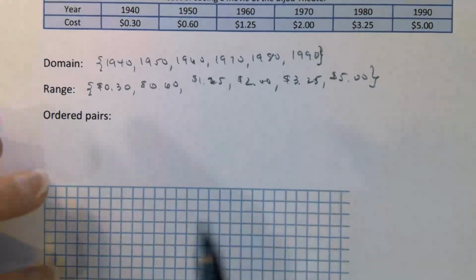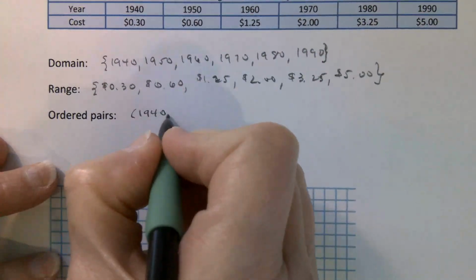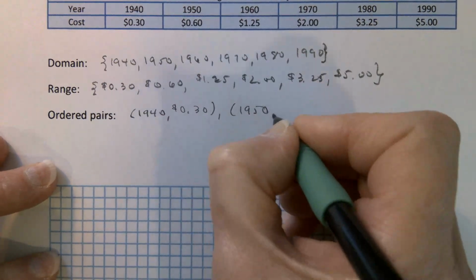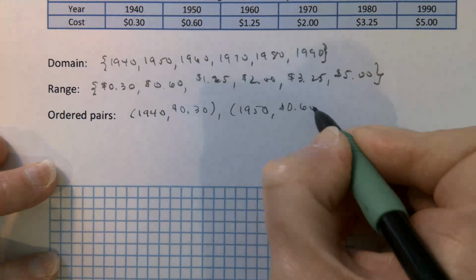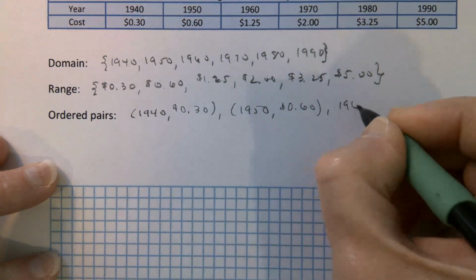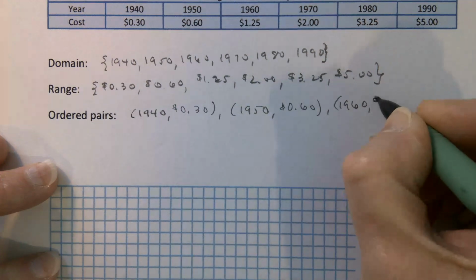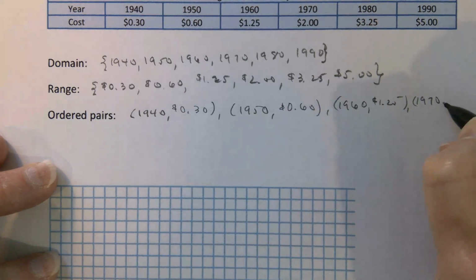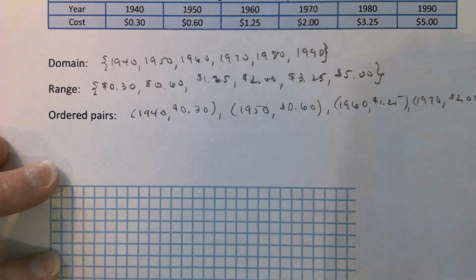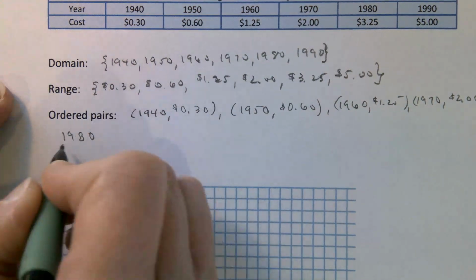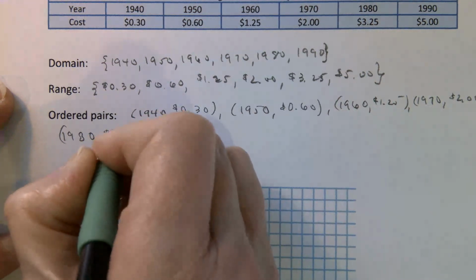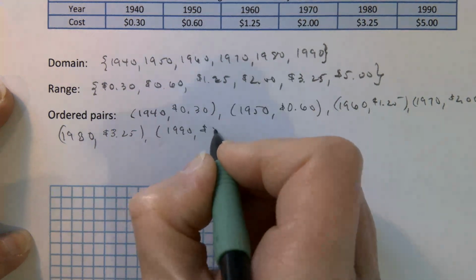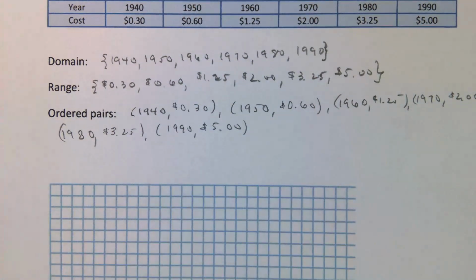So then the ordered pairs are going to look like this. I'll have 1940 with 30 cents, and I'll have 1950 with 60 cents, and 1960 with $1.25, and 1970 with $2, and 1980 with $3.25, and 1990 with $5. Okay, so those are my ordered pairs.